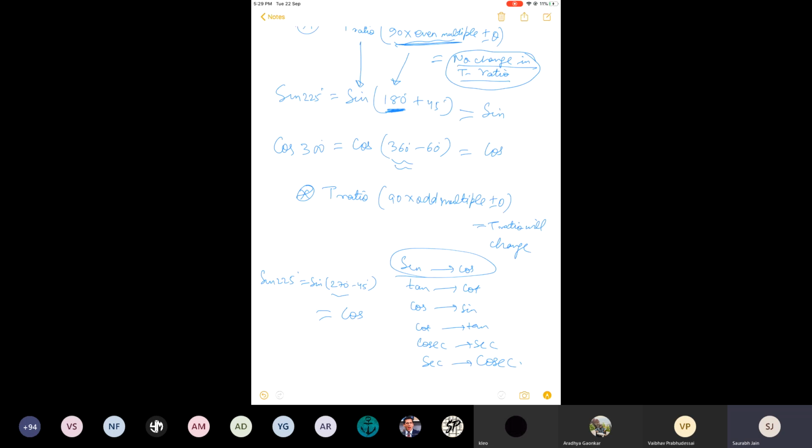I have not commented about what angle will come or what type of value it will be. That will be the second thing, that will be the second rule. So this is the rule. Like this we will change. For even multiple of 90, no change. For odd multiple of 90, change will be occurring like this.